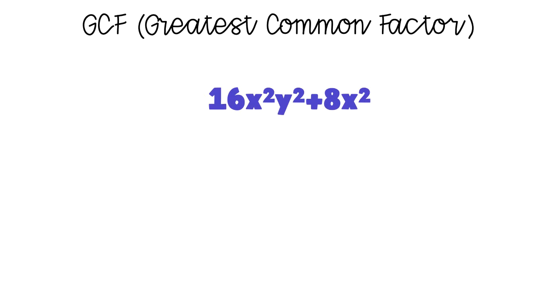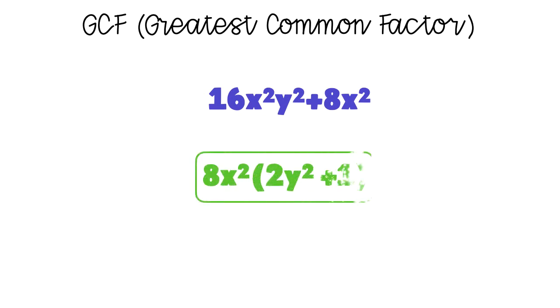Same concept. I need to look and figure out what the GCF is from both terms. I notice it's 8x squared. I'm going to take the first term and divide it by my GCF. That leaves me with 2y squared. I'll do the same thing with my second term and divide it by the GCF, which just leaves me with 1. There is my final answer.